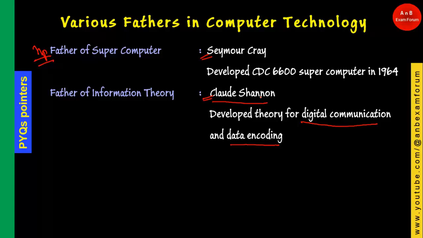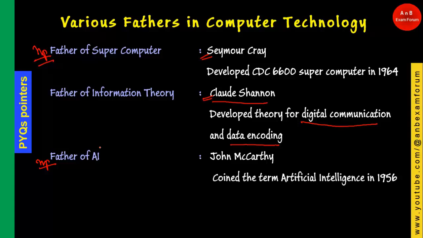Okay, and nowadays in NTPC we have seen this question, father of AI. Okay, nowadays AI is a buzzword, and the credit goes to John McCarthy. Why is he known as father of AI? Because he coined the term artificial intelligence, that is AI, in 1956. Okay, John McCarthy is the father of AI.